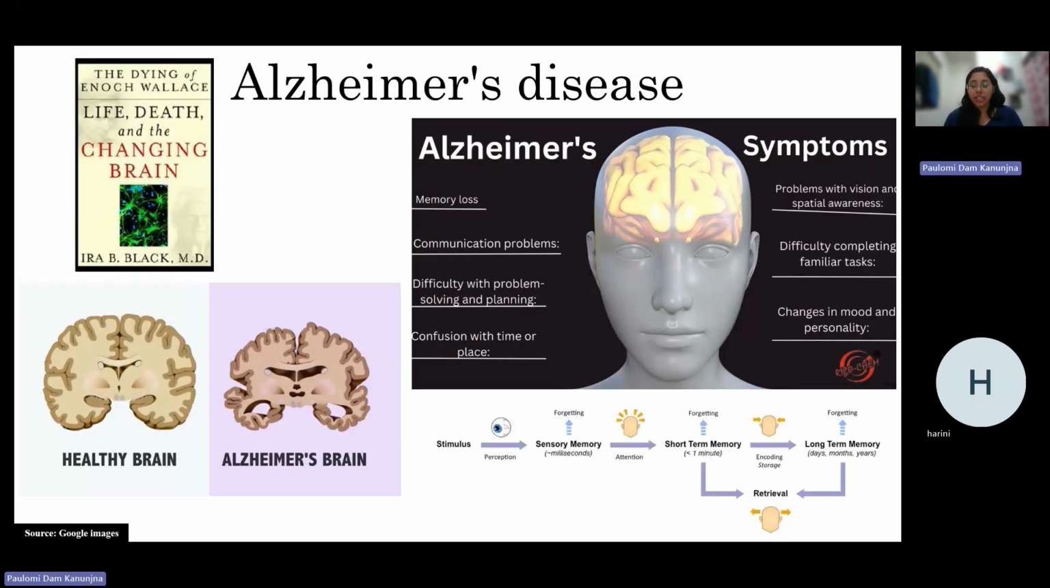The first disorder, if you remember from the lecture notes, was Alzheimer's, and it started with the story of Enoch Wallace, a middle-aged person who started having memory loss. In our day-to-day life also, we keep saying I have memory loss, this person has short-term memory loss, this person has long-term memory loss. But when we are talking about Alzheimer's, we are very serious, because this disorder is the actual process of dementia, when you start forgetting things.